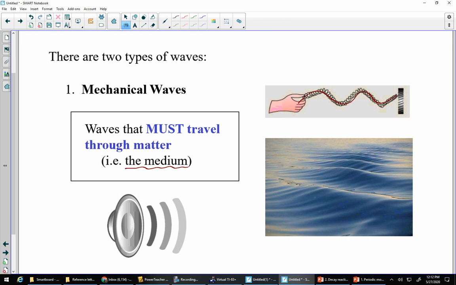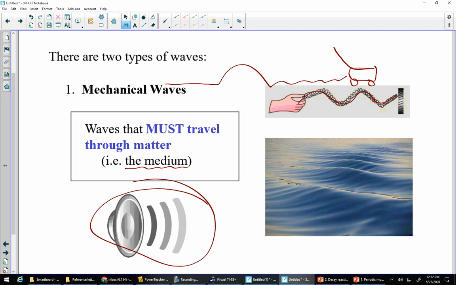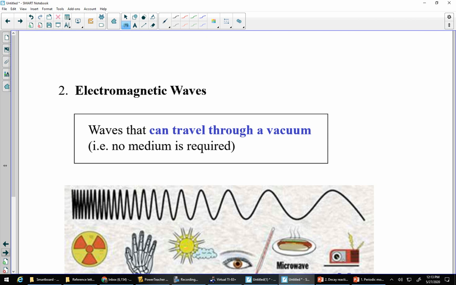This always reminds me of when I was younger, my parents had an electric lawnmower. Here's an electric lawnmower, and there's the cord, and you'd always have to flick the cord, and when you flick the cord, you can get this one wave that travels through the cord. But anyways, if you've got an electric lawnmower, you know what I'm talking about. Sound waves travel through air. Water waves travel through water, obviously, but they have to travel through something.